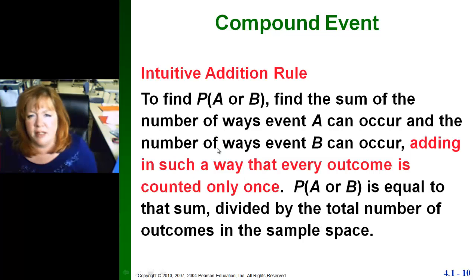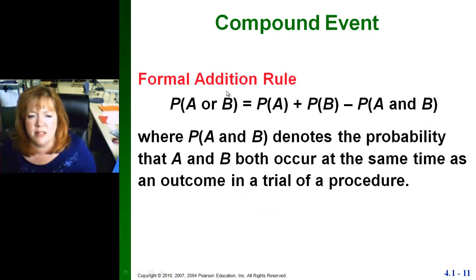In other books they call it the intuitive addition rule, so that you are finding the sum of the number of ways the events can occur and adding in such a way that every outcome is counted only once. Probability of A or B is equal to that sum divided by the total number of outcomes in the sample space. This is the formal addition rule. Like I said, in the other books, that's what they call it, where you subtract off that thing.